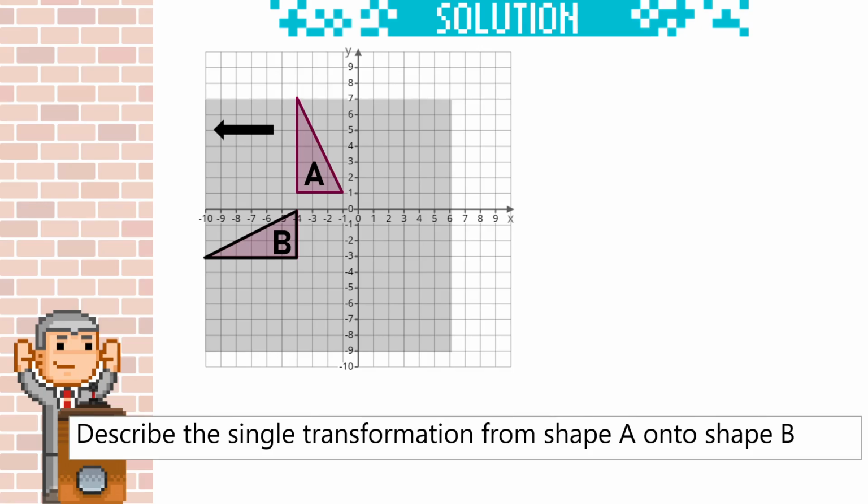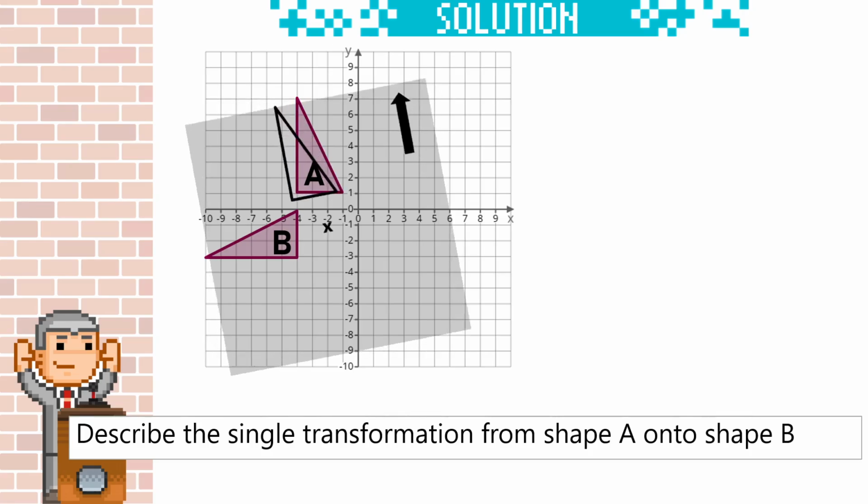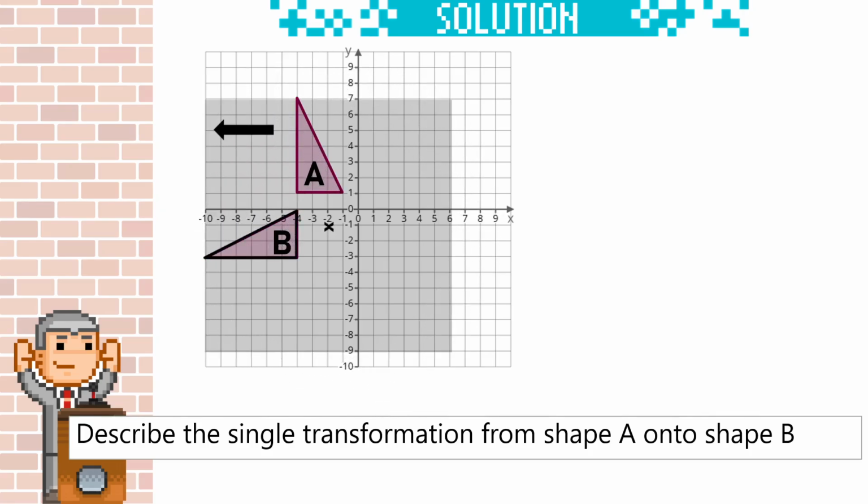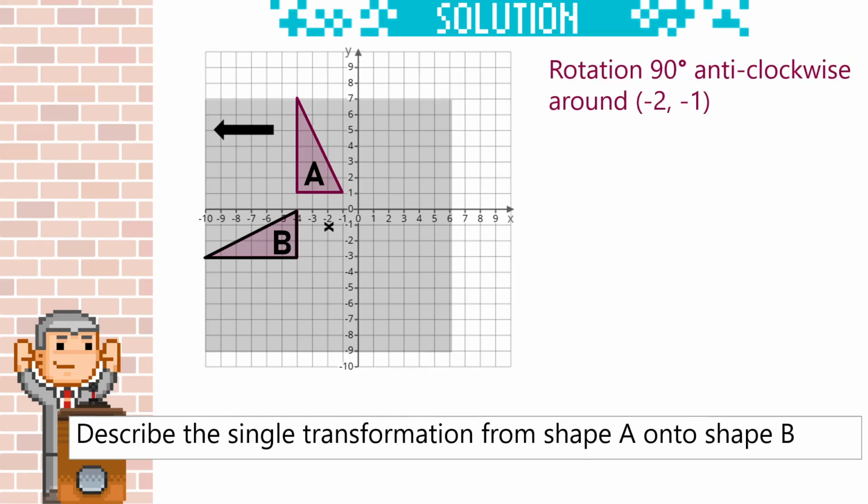And you can see the arrow's gone from pointing up to pointing left, therefore it's a 90-degree rotation going anti-clockwise. But where do you need to put your pencil to do that rotation? I'm going to try this point here, so I'm going to put the pencil here when I rotate, and that works perfectly. So the centre of rotation is at -2, -1, and we need to write this all out as a sentence. So it's a rotation of 90 degrees anti-clockwise around the centre of rotation -2, -1.